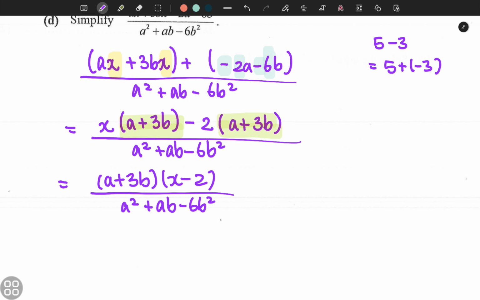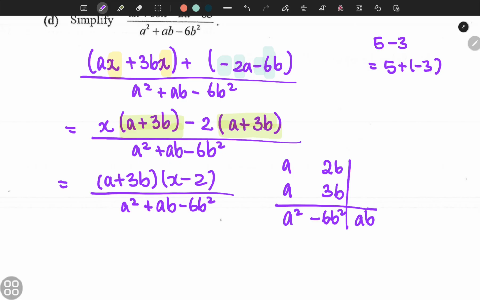Now next, the denominator. I see that there's 3 terms in there. What we can do is use the multiplication frame or the cross method. So the cross method looks like this. Basically, I have something multiply with something to give me a square. I also have something multiply with something to give me negative 6b square. And lastly, add them all together, I get ab. So a square, basically that's just a multiplied with a to get a square. Negative 6b square, 6, I can write it as 2 and 3, because 2 times 3 gives me 6. And then b times b gives me b squared.